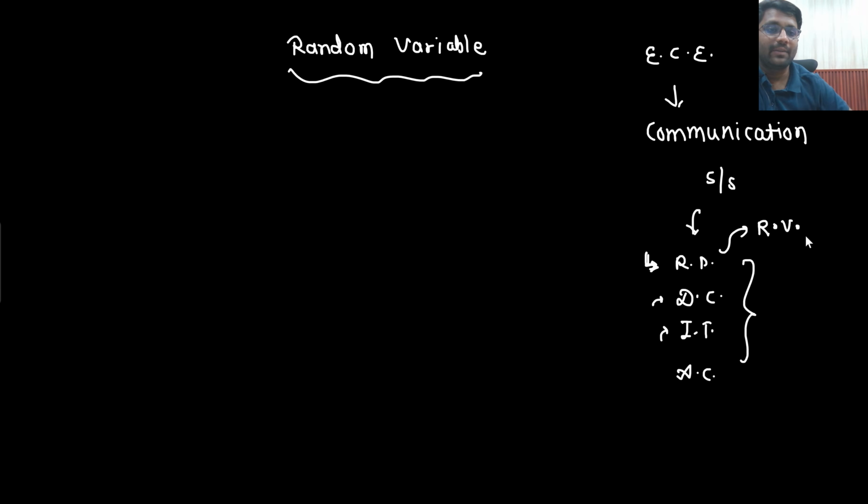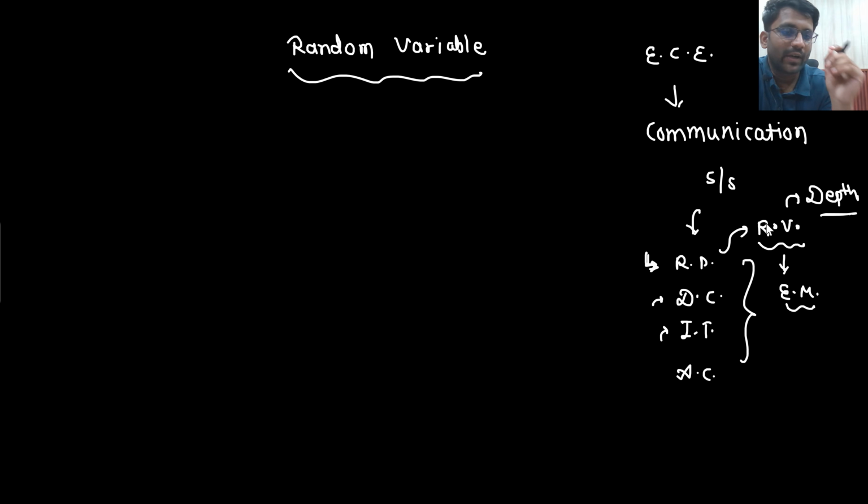Now, where do we study random variable? We study random variable in engineering mathematics. But what really happens is that in engineering mathematics, people study random variable on a very surface level. I don't know why, although it should be studied in depth, because machine learning and these kinds of advanced topics are completely based on random variable. So surely it should be studied in depth. But I don't know why in engineering mathematics we study it on a very surface level.